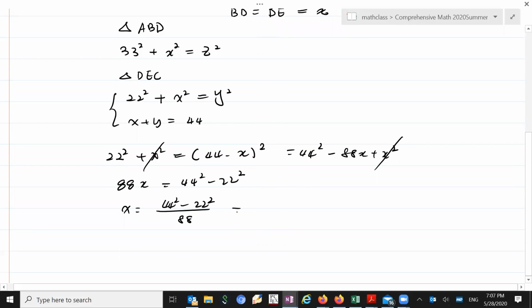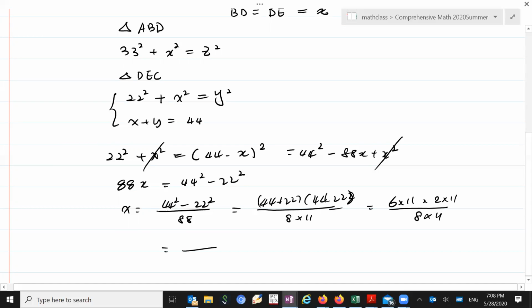Let's simplify a little bit. How can I simplify? Well, you have 4 squared minus 2 squared, so you can factor it: 4 plus 2 times 4 minus 2. And here 8 is 2 times 4. So 6 times 2 over 8 gives 3 over 2. So that is the answer.